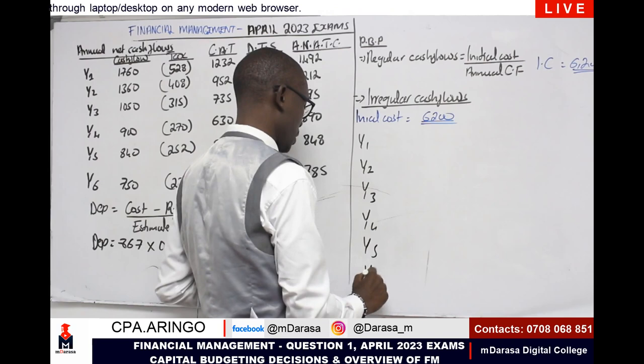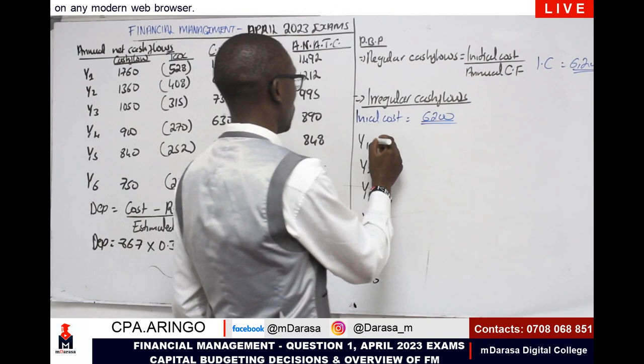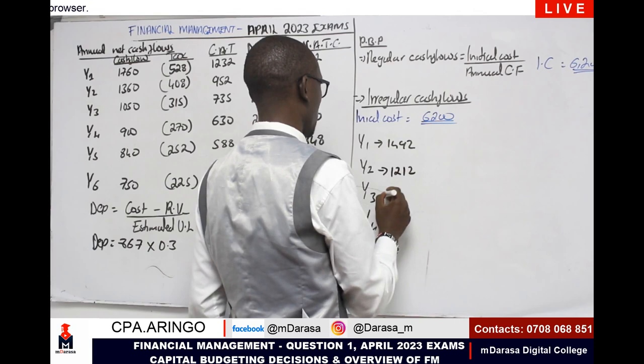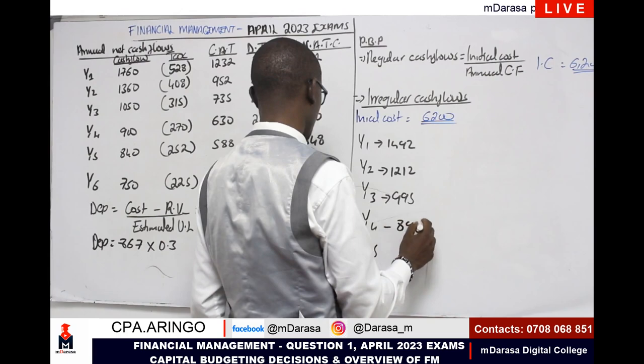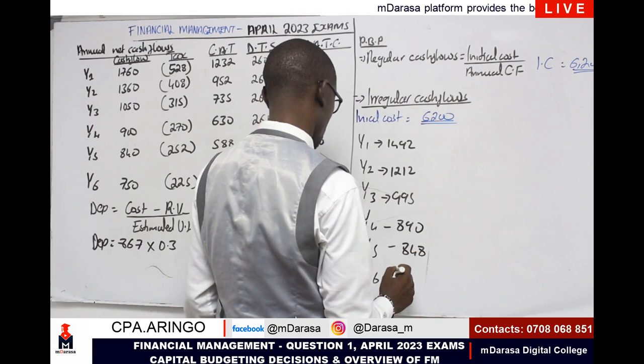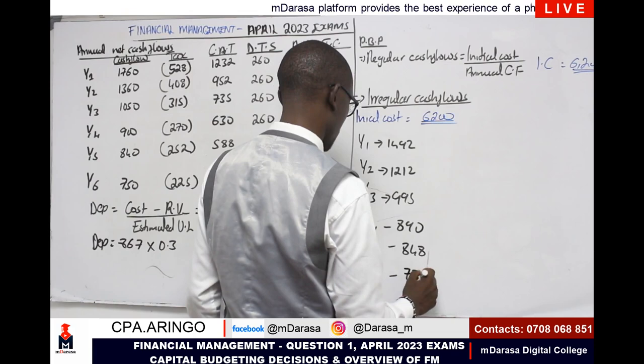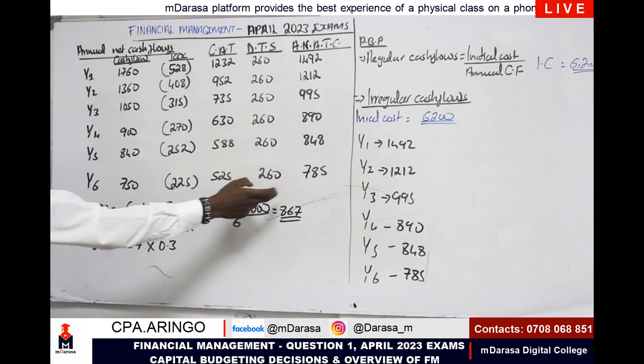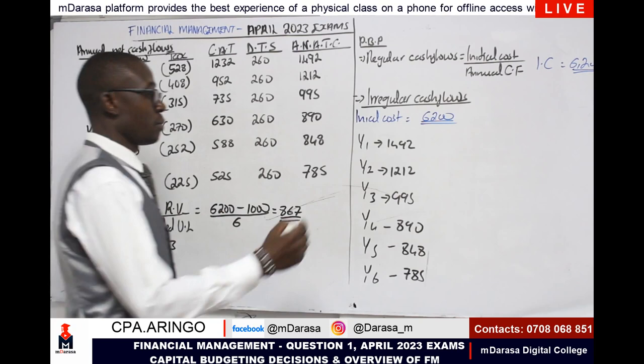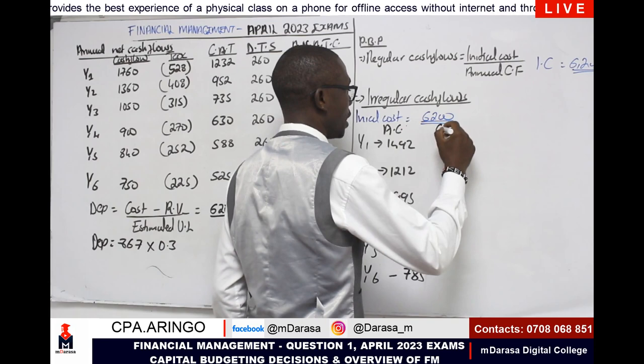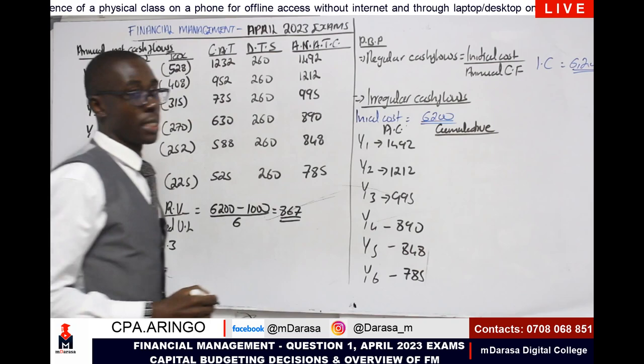I want us to look at our cash flows. So cash flows, year one, 1492, year two, 1212, year three, 995, year four, 890, year five, 848, and year six, 785, right? So literally this is what we are looking at. So now, having that case, I need us to determine, these are our annual cash flows, right? Annual cash flows. Talk about cumulative. How long will it take us to recoup the whole sum of 6.2?